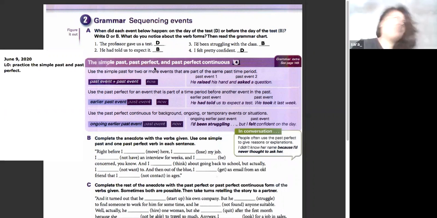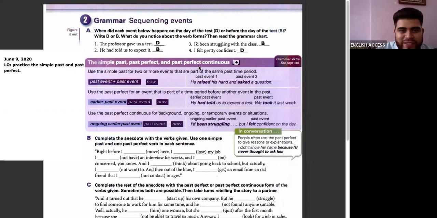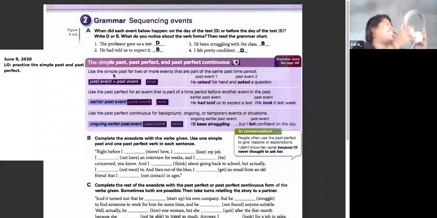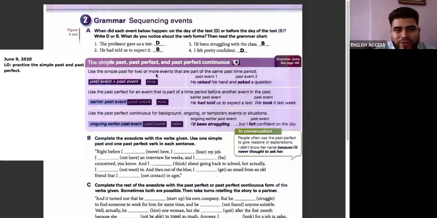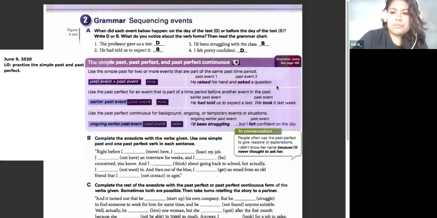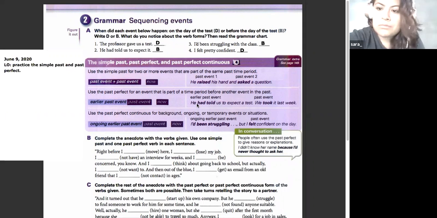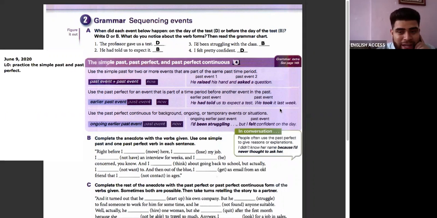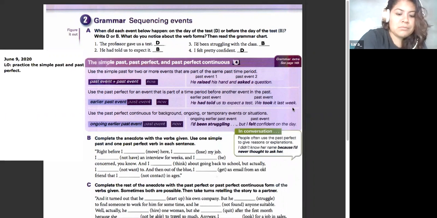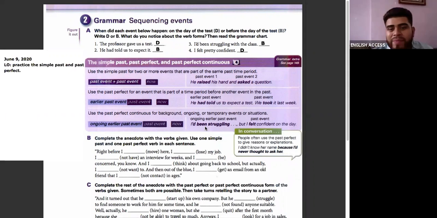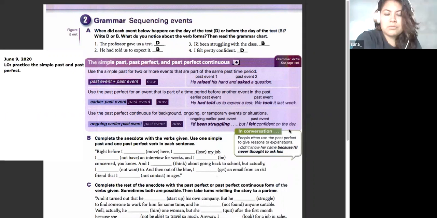The simple past, past perfect, and past perfect continuous. Use the simple past for two or more events that are part of the same past time period. Listen and repeat. He raised his hand and asked a question. He had told us to expect a test. We took it last week. And I've been struggling, but I felt confident on the day. I've been struggling, but I feel confident.